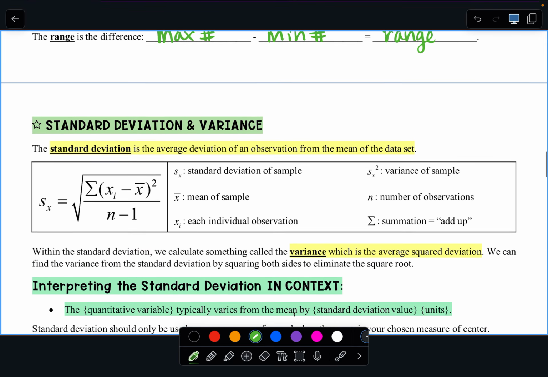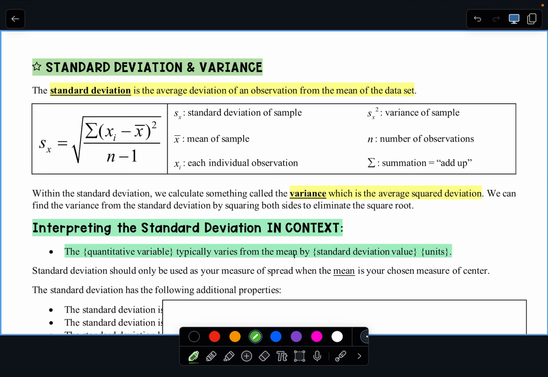A little note on standard deviation: this will always pair with mean. Anytime you pick mean, it's for symmetric data with no outliers.